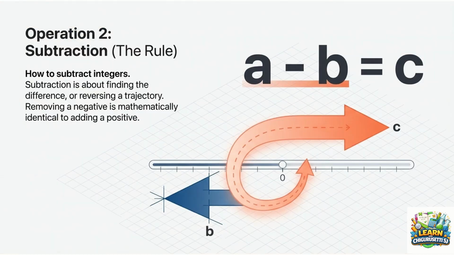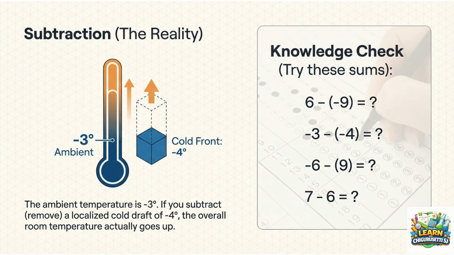Next we'll go to the second operation, which is subtraction. It is almost the same as addition, but here we will be removing some value from a target value. So this is the reality: if the ambient temperature is minus 3 degrees, and you subtract a localized cold draft of minus 4 degrees, the overall room temperature actually goes up.